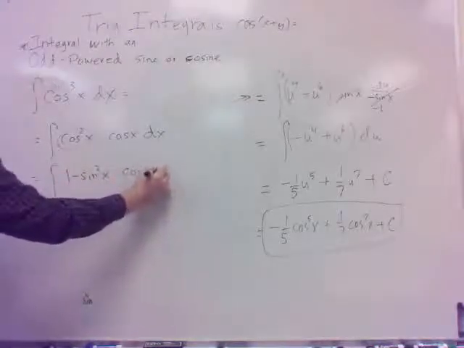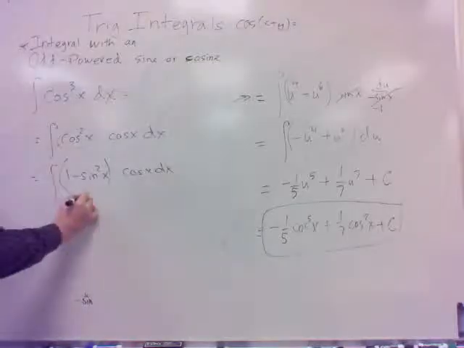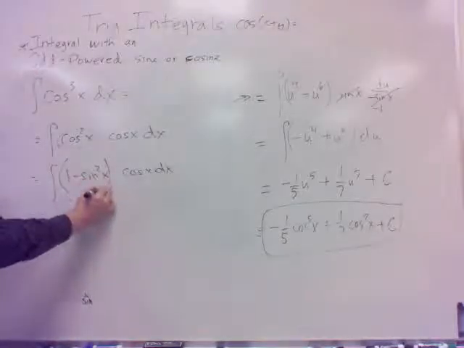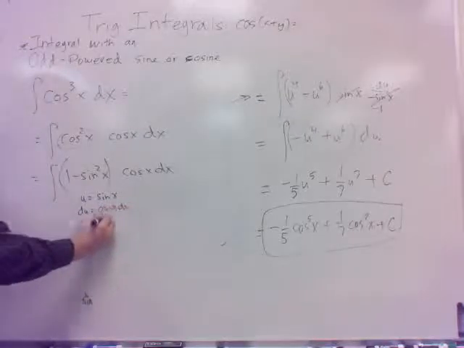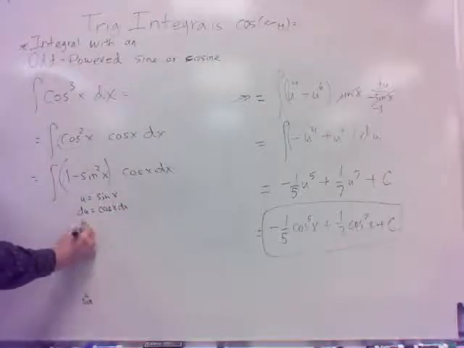Okay? Now what do I do? That's when I use u substitution. The u here is going to be the sine, right? So du would be the cosine of x dx. So du over cosine is my dx.